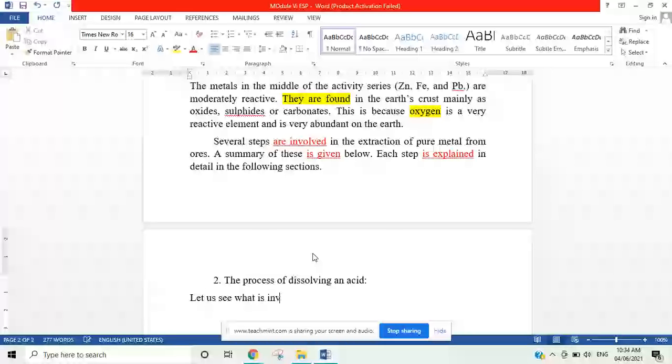is involved when water is mixed with an acid or a base. The process of dissolving an acid, the process of dissolving an acid or a base in water is highly exothermic.